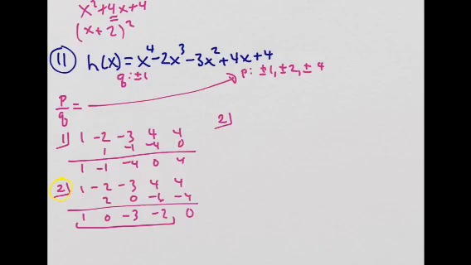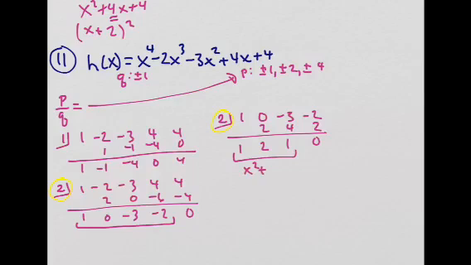But now I'm going to use the reduced polynomial. Okay, so bring down the 1. 1 times 2 is 2. 2 plus 0 is 2. 2 times 2 is 4. 4 minus 3 is 1. 1 times 2 is 2. And it happens to work. It worked again. Okay? And so now I have a quadratic.